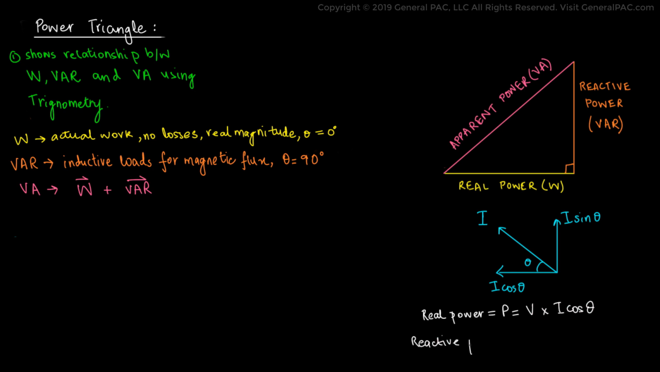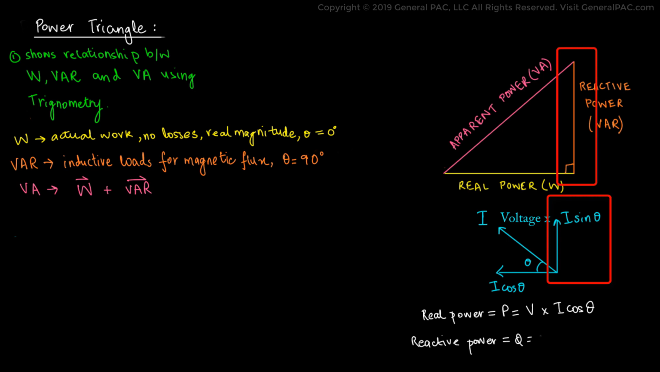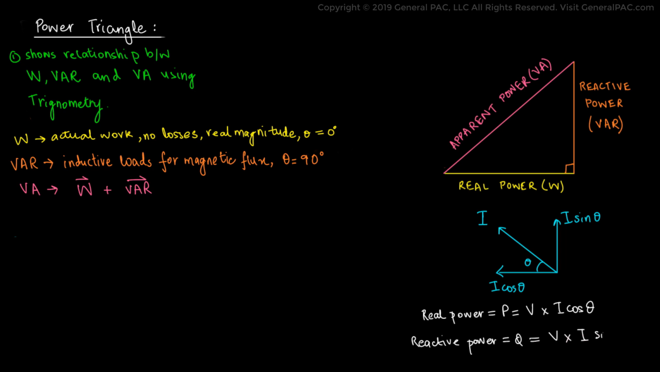Similarly, the reactive power, denoted as Q, will be the product of the voltage and the reactive component of the current. By multiplying with the sine of the angle, we effectively get the vertical or opposite line of the right triangle. So reactive power, or Q, is equal to voltage times current times sine of the angle. Next, we apply the well-known Pythagorean theorem to calculate the apparent power.